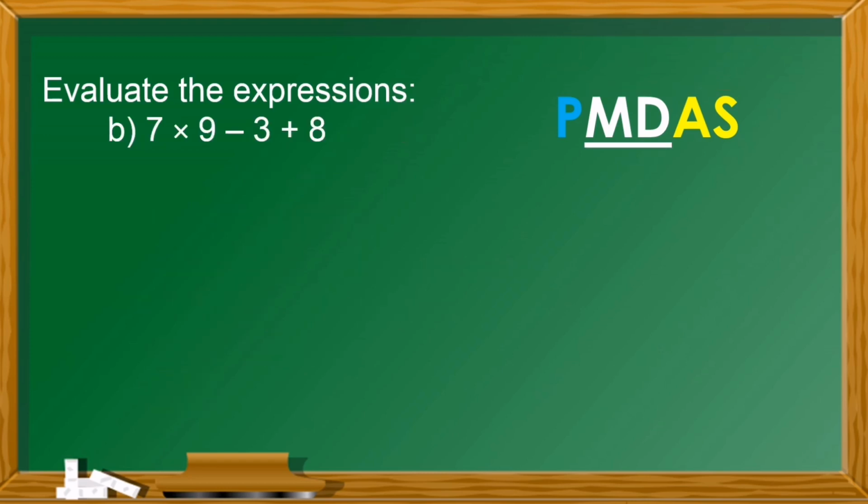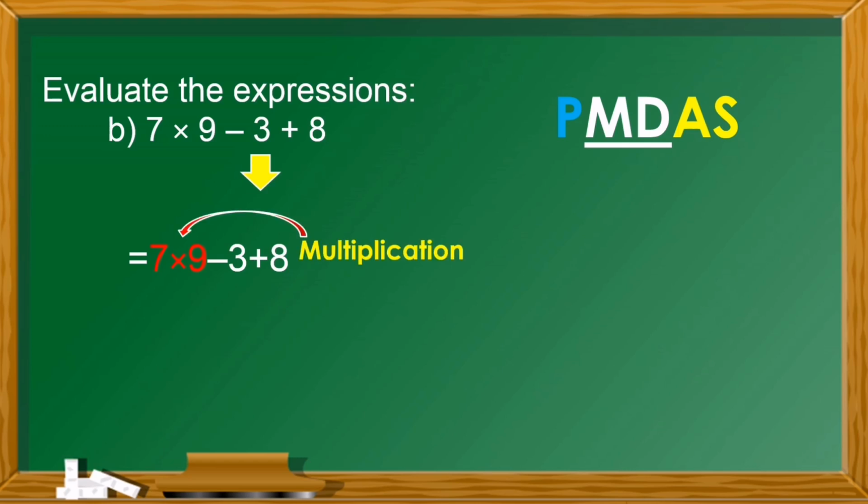In letter B, the given is 7 times 9 minus 3 plus 8. There is no parenthesis also in the given. So, we need to perform multiplication or division. And this time, there is no division. So, let us perform first multiplication, which is 7 times 9.